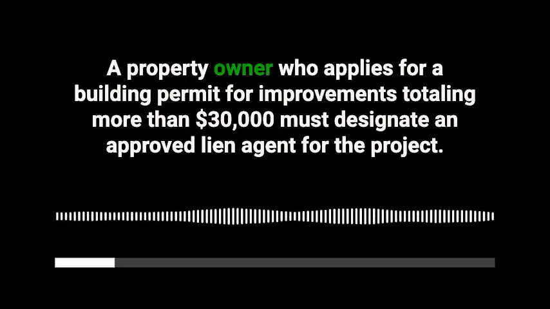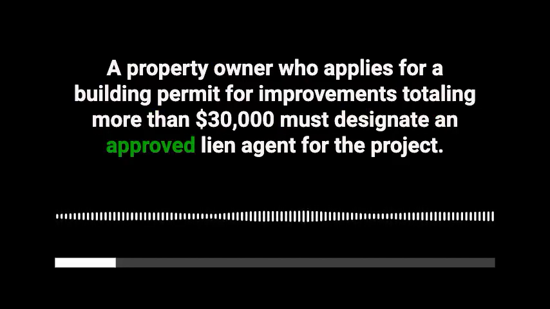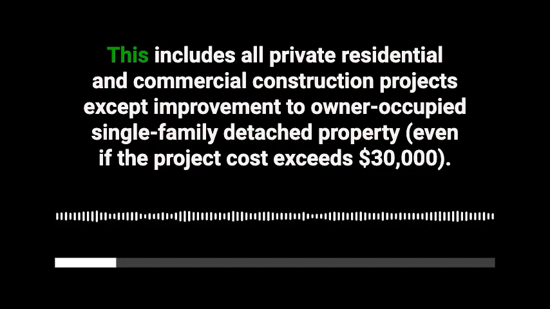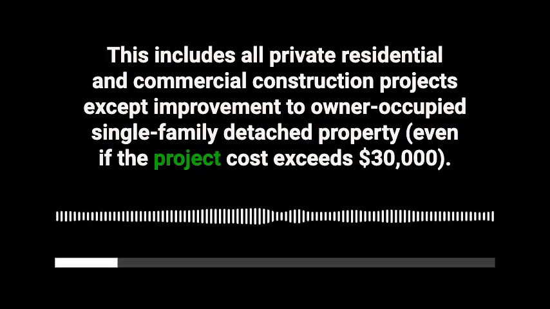A property owner who applies for a building permit for improvements totaling more than $30,000 must designate an approved lien agent for the project. This includes all private residential and commercial construction projects except improvement to owner-occupied single-family detached property. Any mechanic lien filed receives special priority in order to protect the contractors.